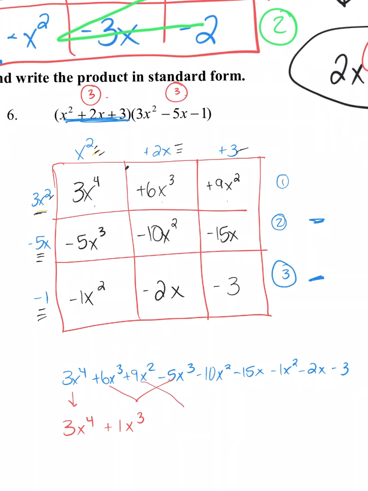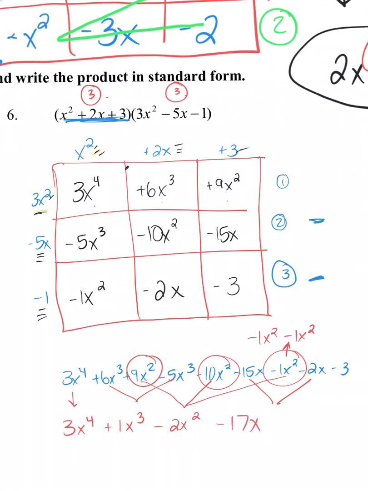Then I have 9x squared, negative 10x squared, and negative 1x squared. So I'll circle them for you so you guys can see. Okay? And 9x squared minus 10x squared is negative 1x squared. And then we have to do negative 1x squared with this negative 1x squared, which gives me a negative 2x squared. Okay? And then we have negative 15x minus 2x, which gives me a negative 17x. And then my negative 3 just drops down.